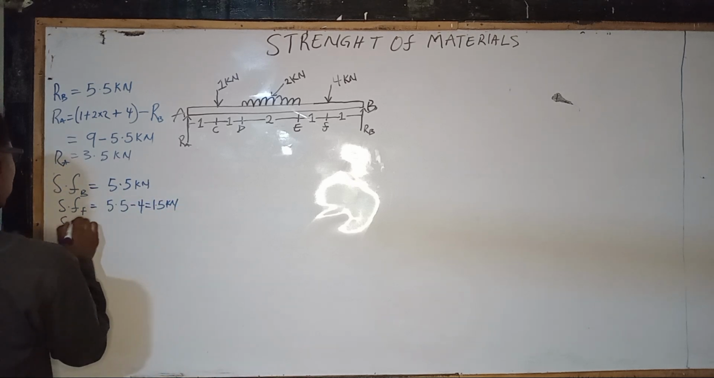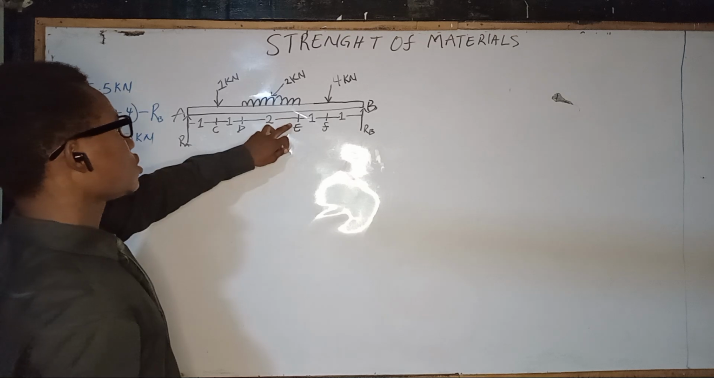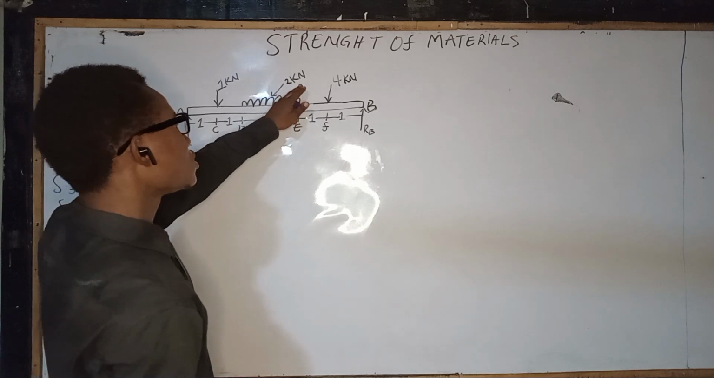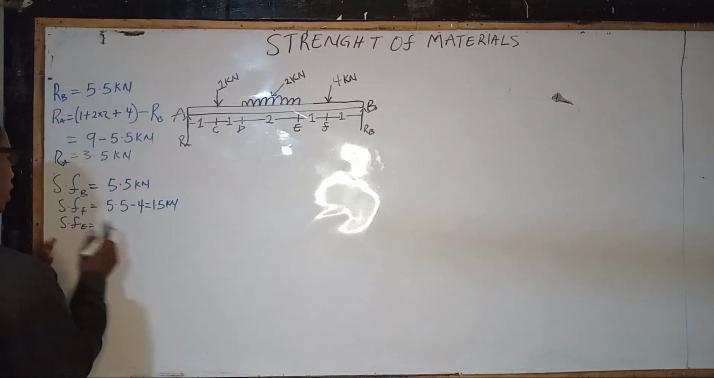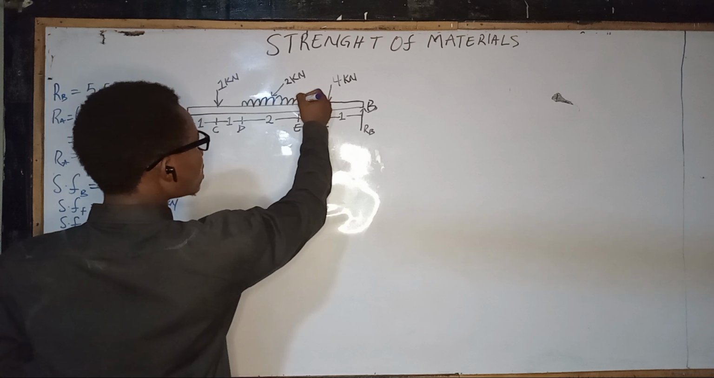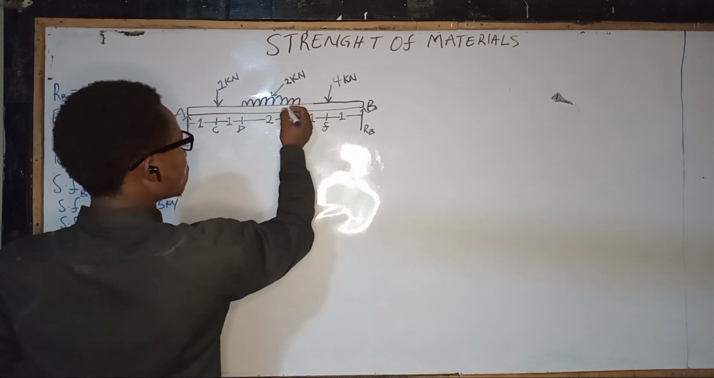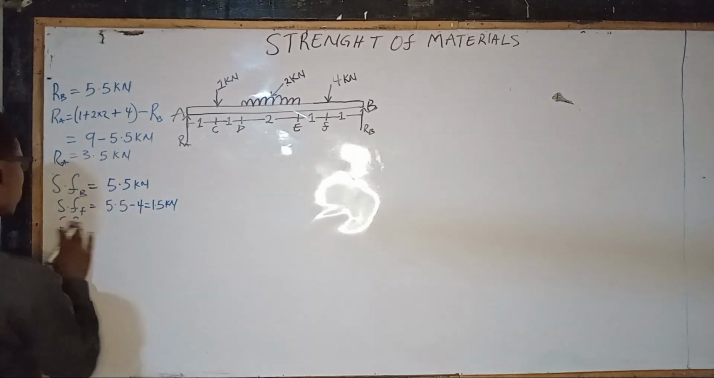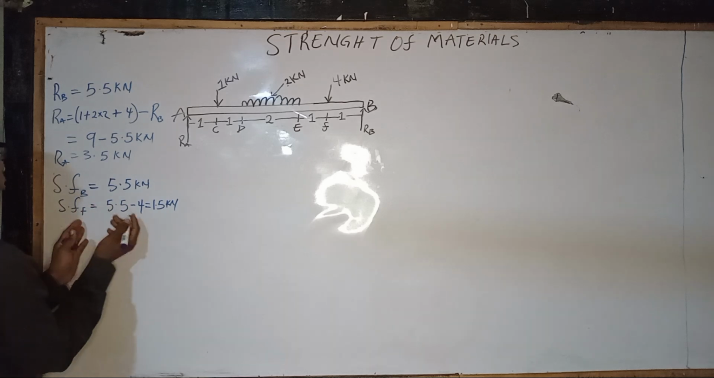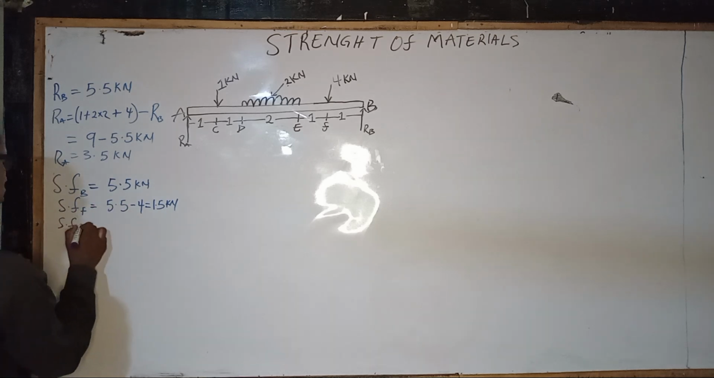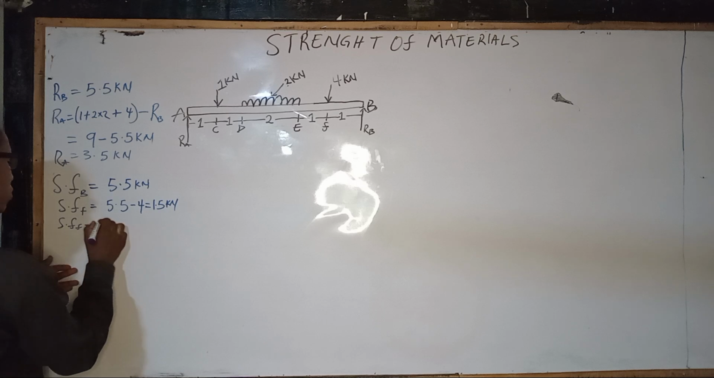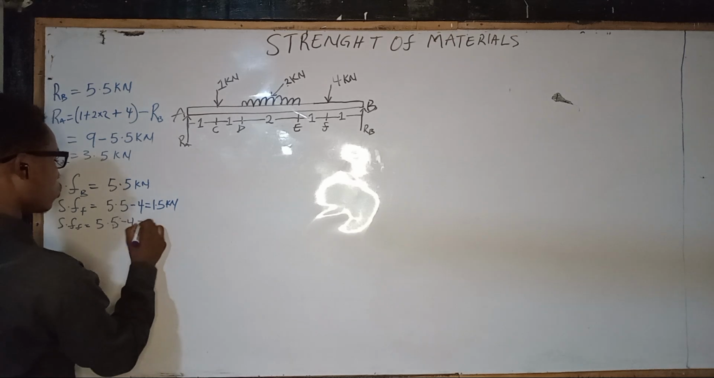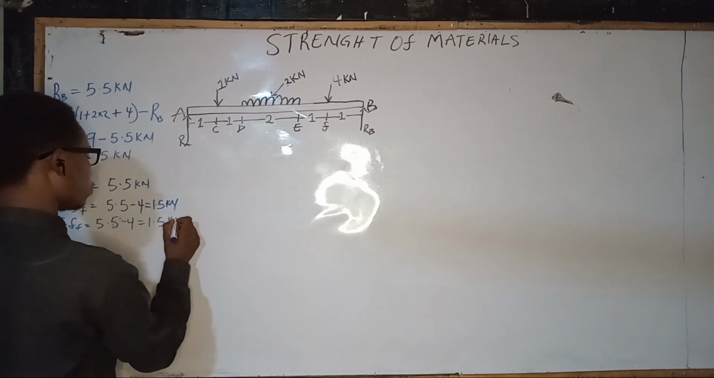Then our shearing force at E would be the same thing, because the bending moment from the shearing force here is calculated at 2 times 0, as it is not moving at all. So our shearing force at F is the same as the shearing force at E, which is 5.5 minus 4, equal to 1.5 kilonewton.